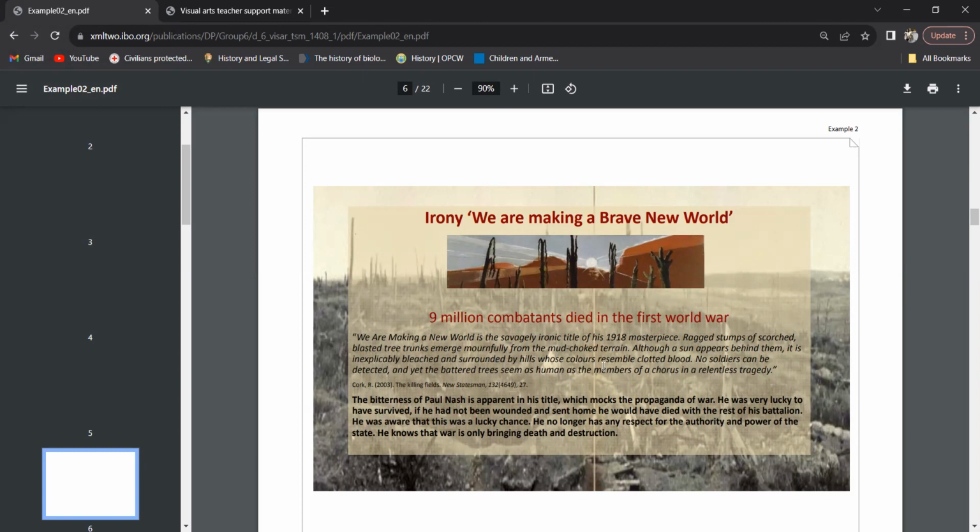He's very lucky to have survived. If he had not been wounded and sent home, he would have died with the rest of his battalion. He's aware that he was very lucky. He no longer has any respect for authority. He knows that war is only bringing death and destruction. Again, a clear understanding of what the author is going for, and of their feelings and their interpretations within their works.